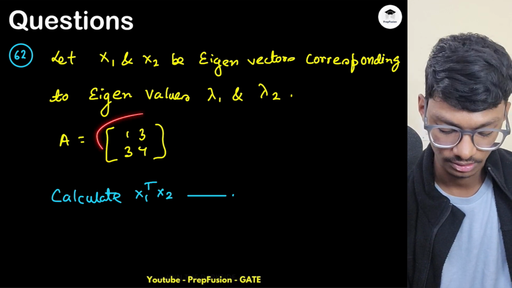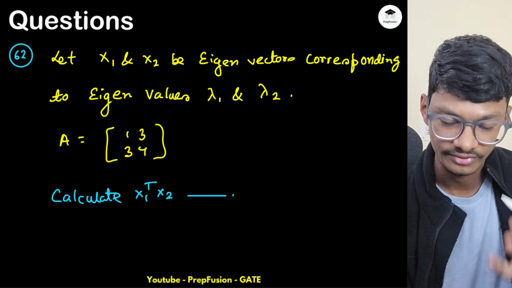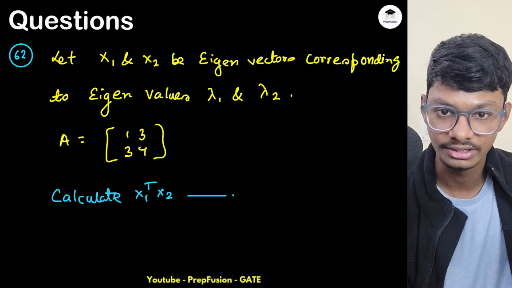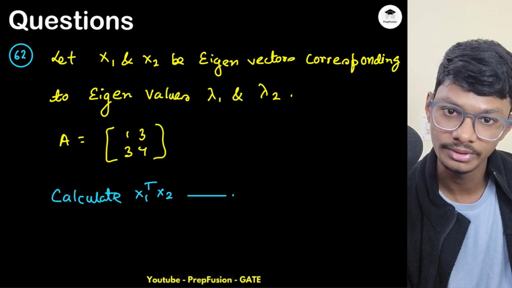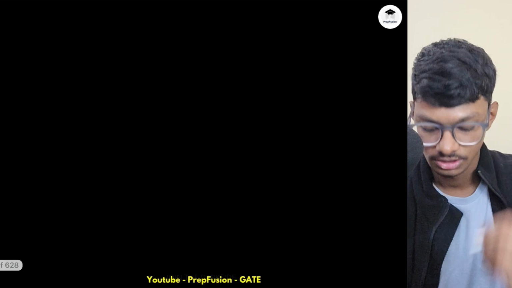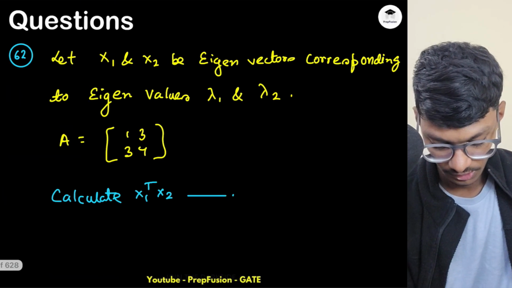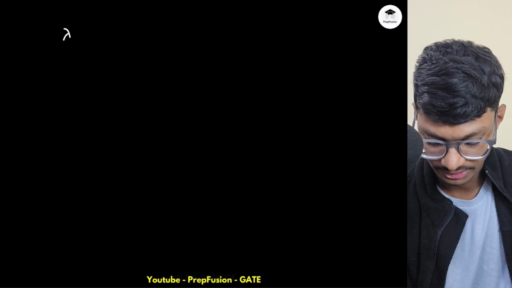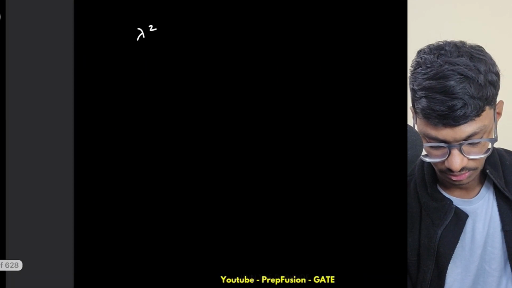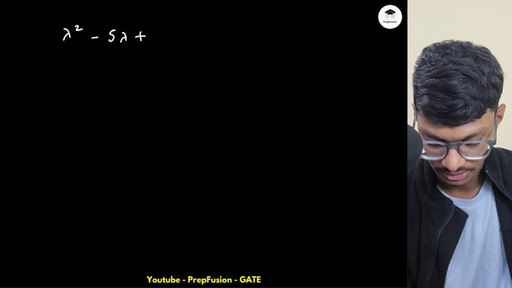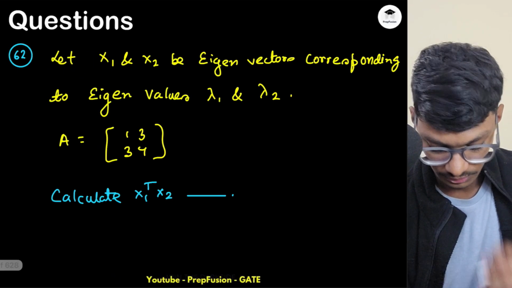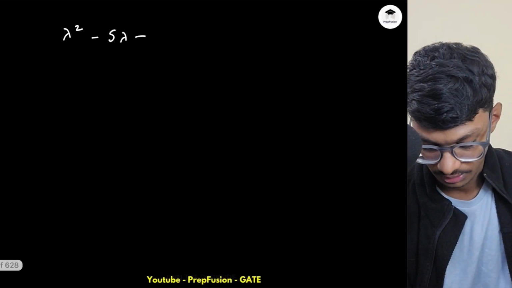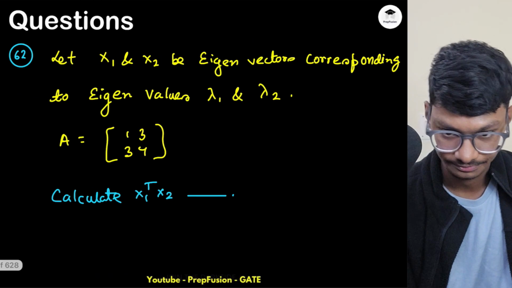So are the eigenvalues independent over here? If I get distinct eigenvalues, there will definitely be linearly independent eigenvectors. And if the eigenvectors are linearly independent, then this whole thing will be 0. Okay, we have already done this, so let me prove it to you. Let me find lambda 1 and lambda 2. I can write the characteristic equation: lambda square minus 5 lambda plus 4 minus 9, which is minus 5.